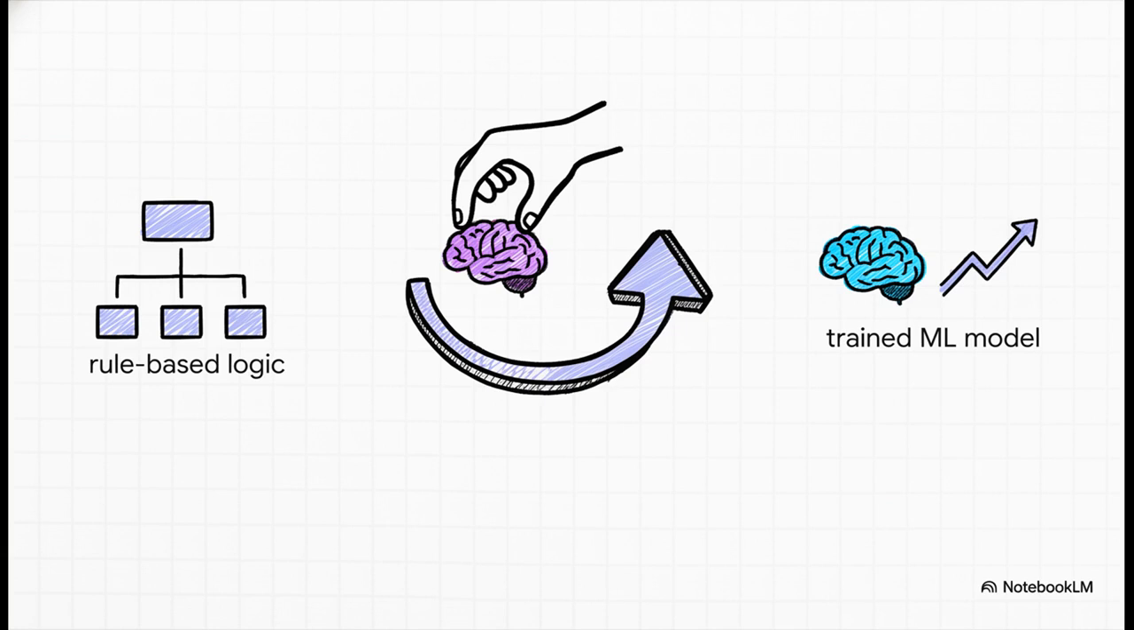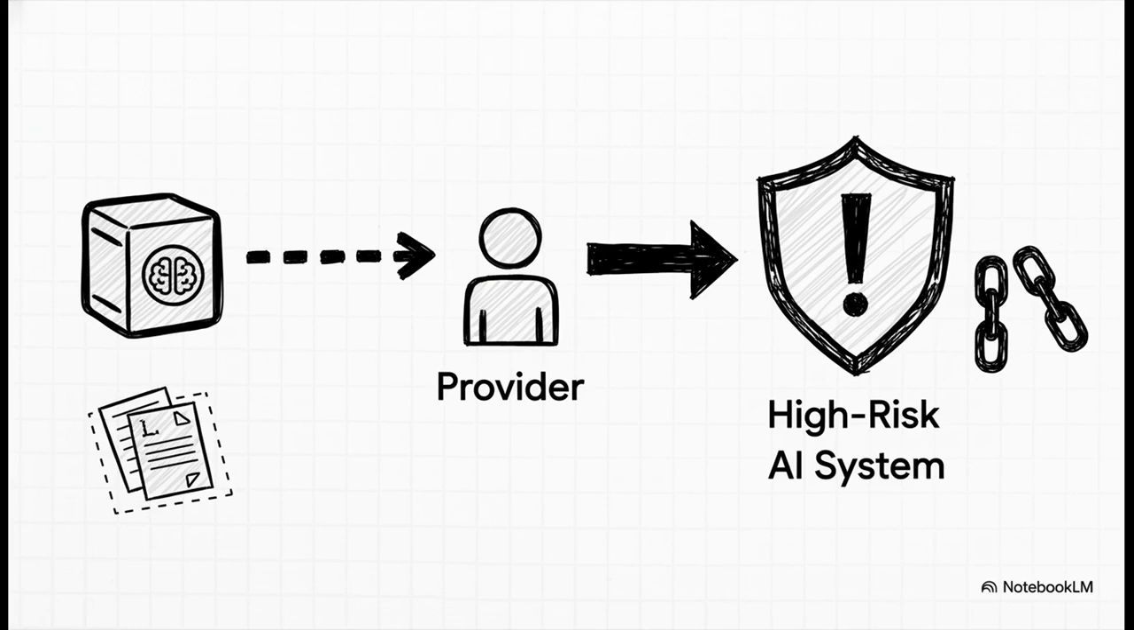They just quietly swapped out the old, simple rule-based logic and replaced it with a small but very effective machine learning model. And boom, just like that, with one little component update, your product is now an AI system. You didn't design it, you might not even know it's in there, but because you are placing that final product on the market, you are the provider. And since it's a safety diagnostic feature on machinery, you're now the provider of a high-risk AI system with all the legal obligations that come with it.